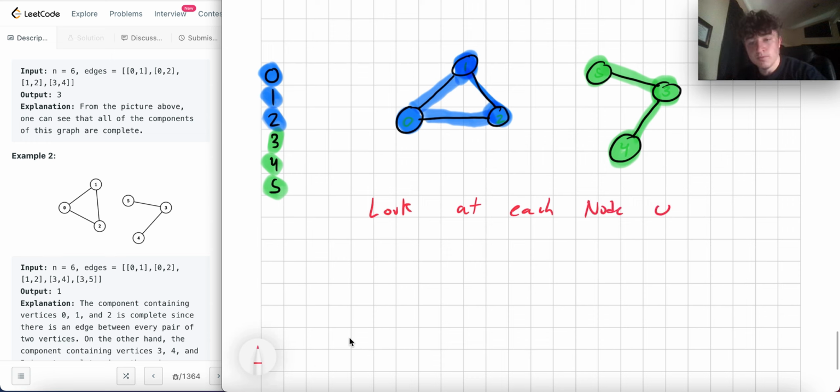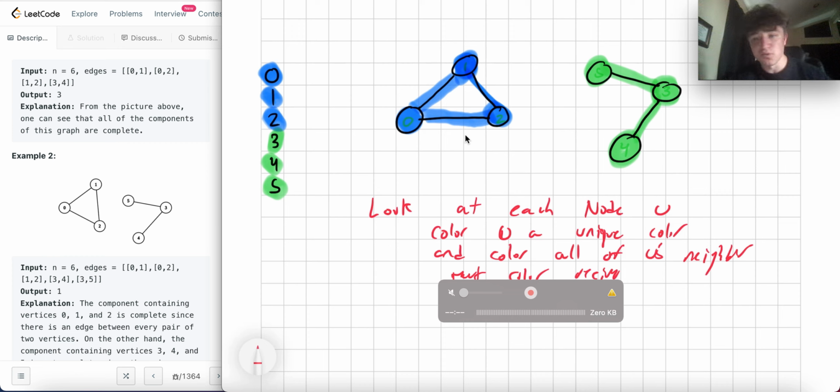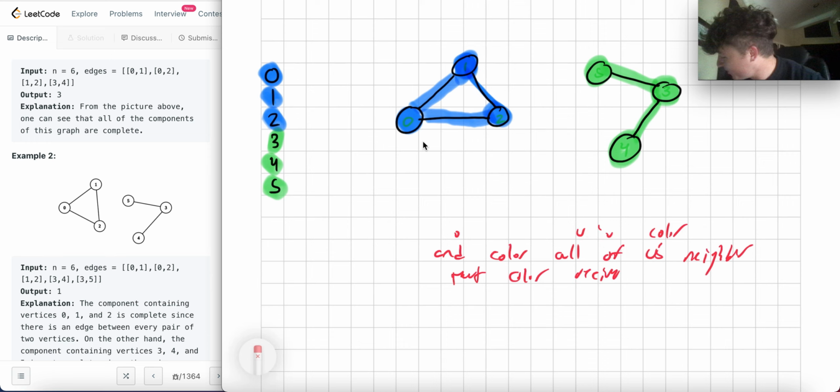I look at each node U, color U a unique color, and color all of U's neighbors that color recursively, meaning I keep going through and spread it like a plague until I can't, and then I look at the next node and the next node and the next node. If that doesn't make sense, we'll just write it in code, and hopefully that'll be a little bit more helpful, because that is not the best pseudocode that I've written, but hopefully that notion makes sense, right?